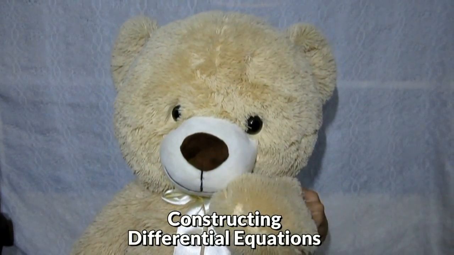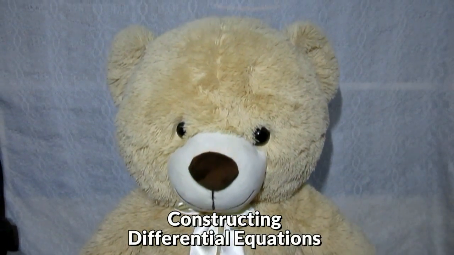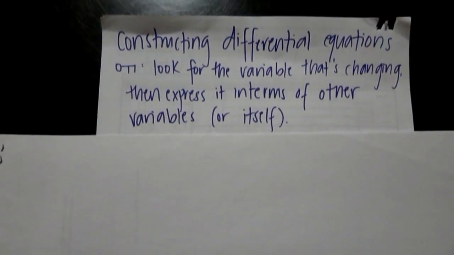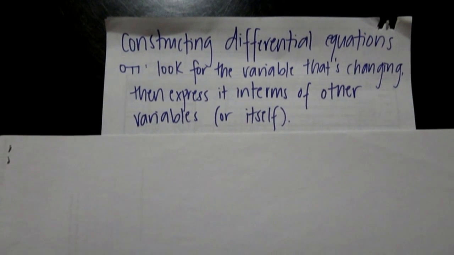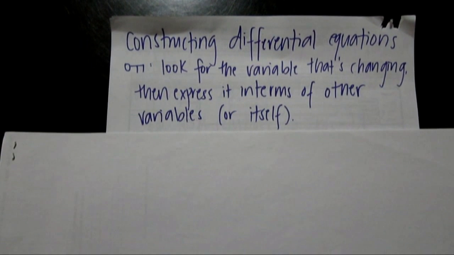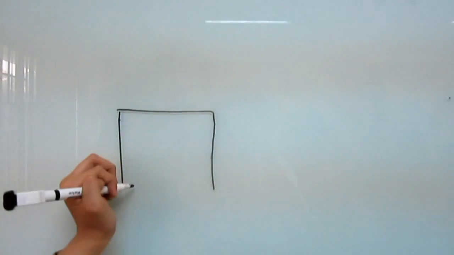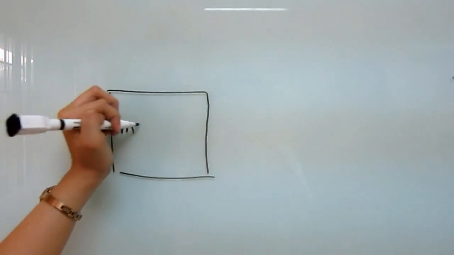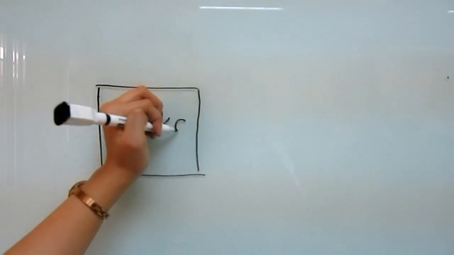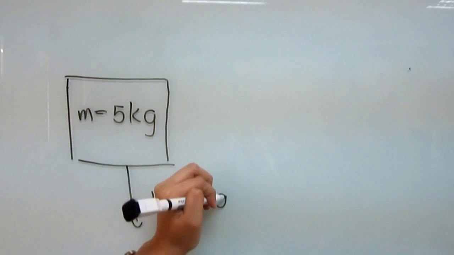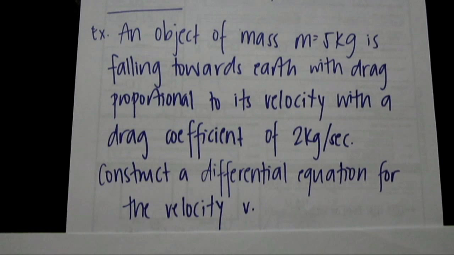Since differential equations involve derivatives, they involve rates of change. One key in constructing differential equations from a scenario is looking for the variable that is changing. After identifying the changing variable, we can express it in terms of the others or itself. For example, an object of mass m equals 5 kilograms is falling towards Earth with drag proportional to its velocity, with a drag coefficient of 2 kilograms per second. Construct a differential equation for the velocity v.